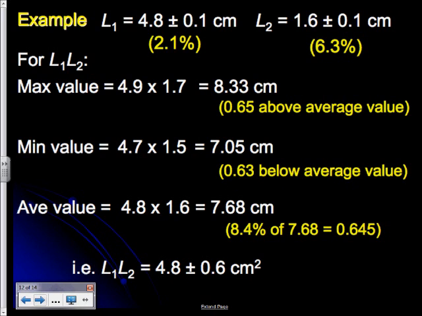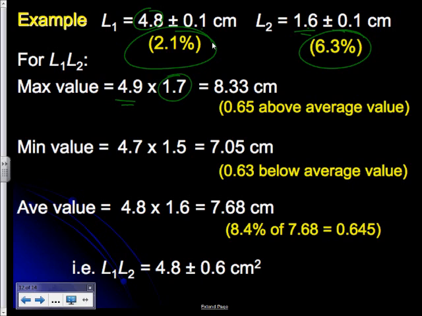If we multiply, so we've got our two values, L1, L2. I've already worked out that 0.1 is 2.1%. This 0.1 is 6.3% of that value there. So the maximum possible product that we could get, 4.8 plus 0.1, 4.9, 1.6 plus 0.1, 1.7. The maximum possible value, 8.33. Similar logic using the minimum values, 7.05.